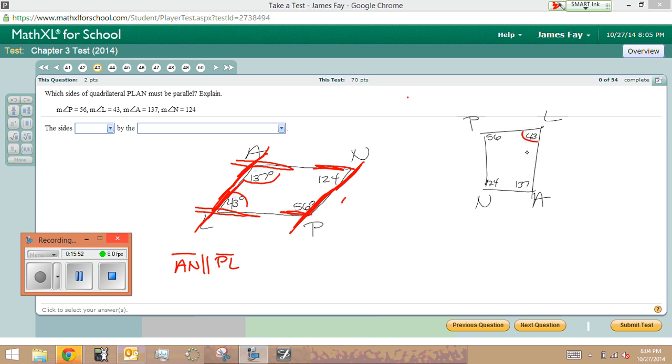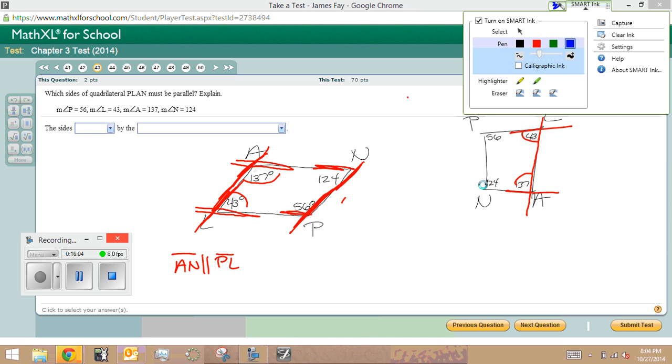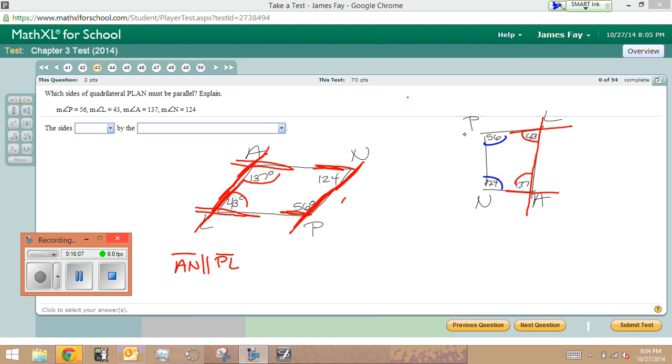Okay, over here again, that angle and that angle are same side interior, so that line and that line are parallel cut by that transversal, and then likewise this angle and that angle are same side interior, so that line again and that line are parallel cut by that transversal. So either way, again, AN, this line here, the bottom line, is parallel to the top line. Okay, and LA is a transversal and PN is a transversal.